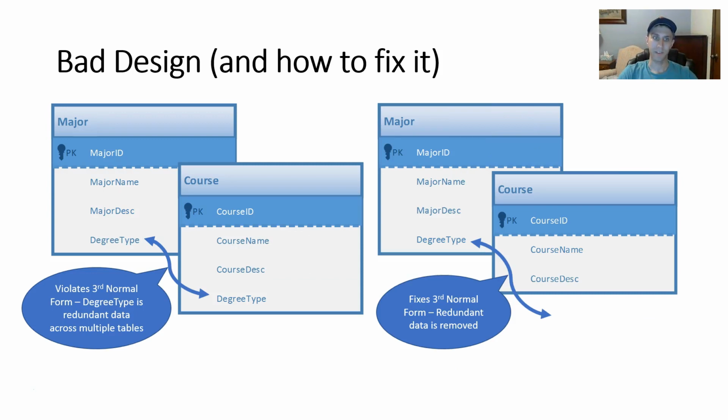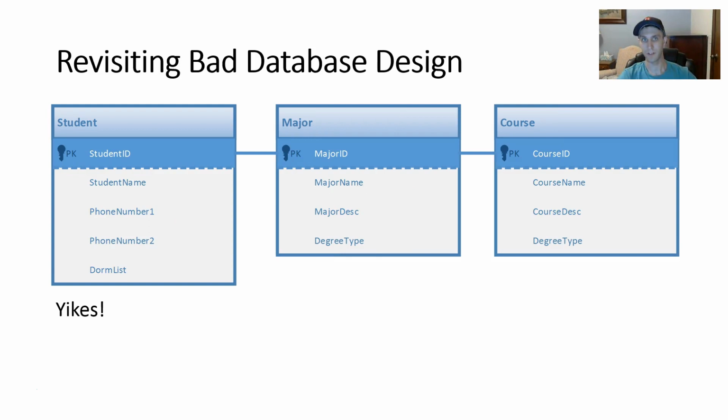And bad design for the third normal form. Here we have just redundant data. We have degree type, which is appearing in the table for a major and in the table for course. The answer is to think about which table is it more important for degree type to be in. Which table is degree type best dependent on the primary key? The answer is clearly that the major ID is the primary key that should be associated with the degree type column. So it's fixed by just removing it from the course table and keeping it in the major table.